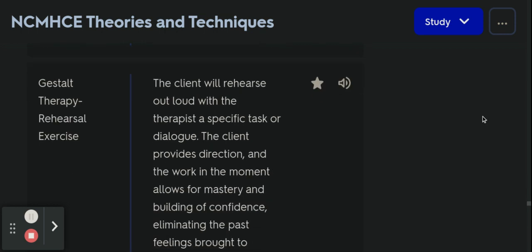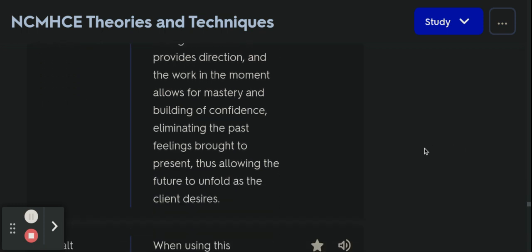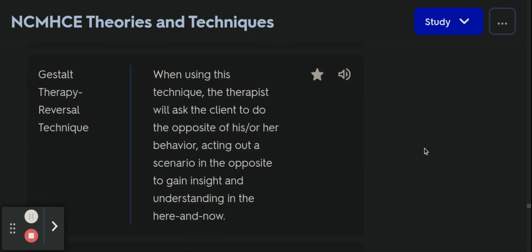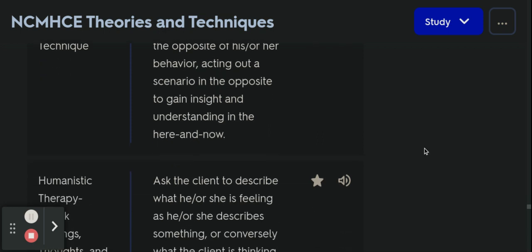Gestalt therapy rehearsal exercise. The client will rehearse out loud with the therapist a specific task or dialogue. The client provides direction, and the work in the moment allows for mastery and building of confidence, eliminating the past feelings brought to the present, thus allowing the future to unfold as the client desires. Gestalt therapy reversal technique. When using this technique, the therapist will ask the client to do the opposite of his or her behavior, acting out a scenario in the opposite to gain insight and understanding in the here and now.